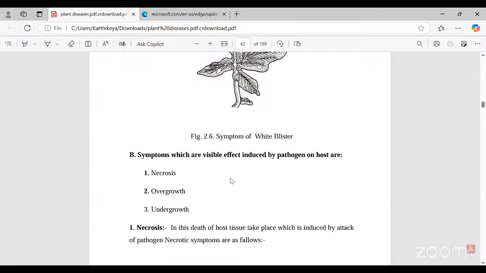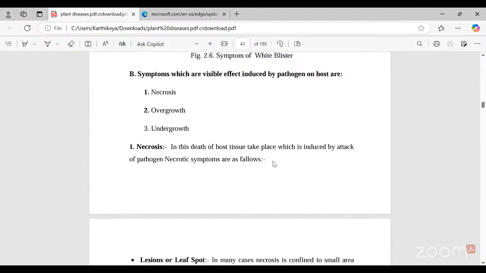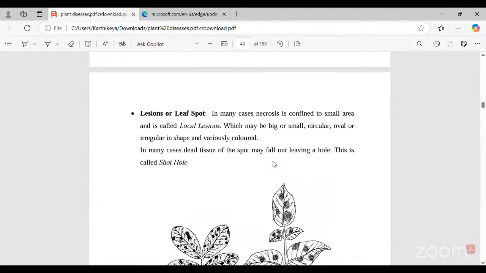The second type is symptoms which are visible effects induced by the pathogen on the host. These are necrosis, overgrowth and undergrowth. In necrosis, death of the host tissue takes place, which is induced by attack of the pathogen. Necrotic symptoms are as follows: lesions or leaf spots.